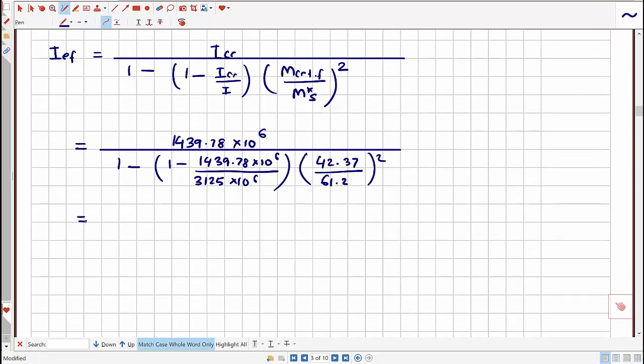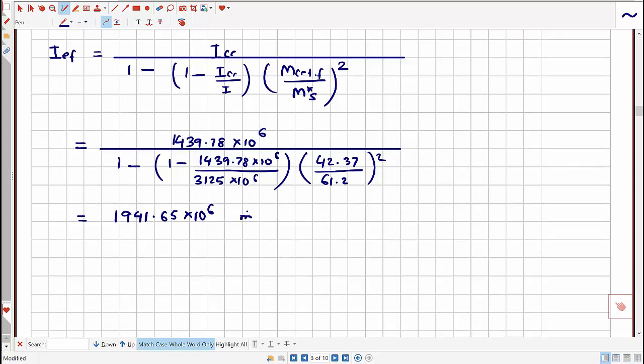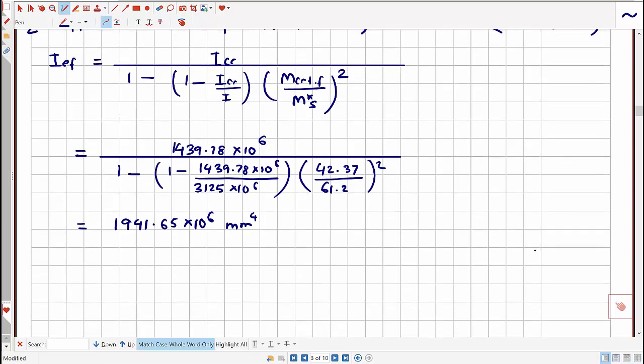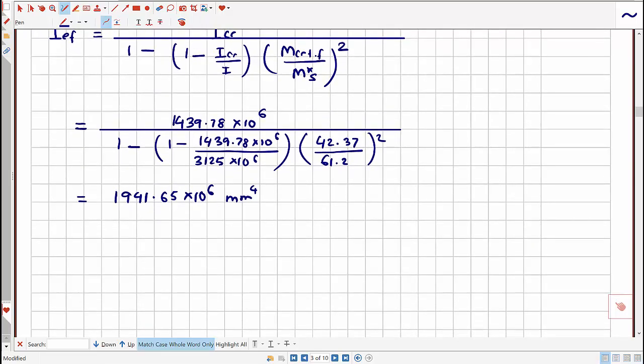So the effective moment of inertia comes out to be 1941.65 × 10^6 mm⁴. Now we have to make sure that this is less than I effective maximum, and the I effective maximum, we know, is given by a function of Ast divided by bd.